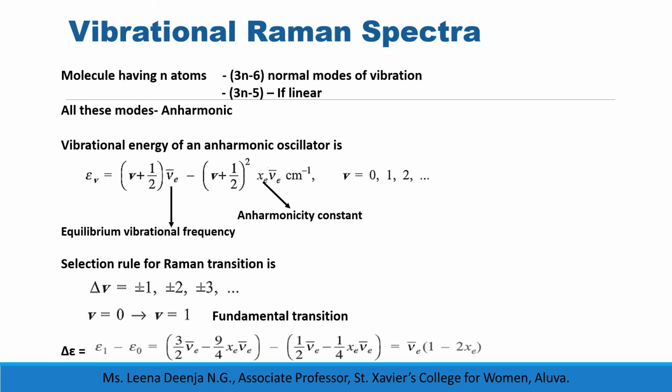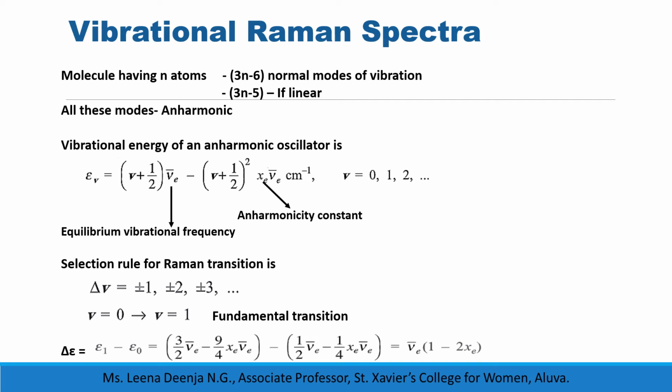Next, we consider vibrational Raman spectra. A molecule having n number of atoms will have 3n minus 6 normal modes of vibration, and if the molecule is linear, there will be 3n minus 5 normal modes of vibration. All these modes of vibration are anharmonic in nature.